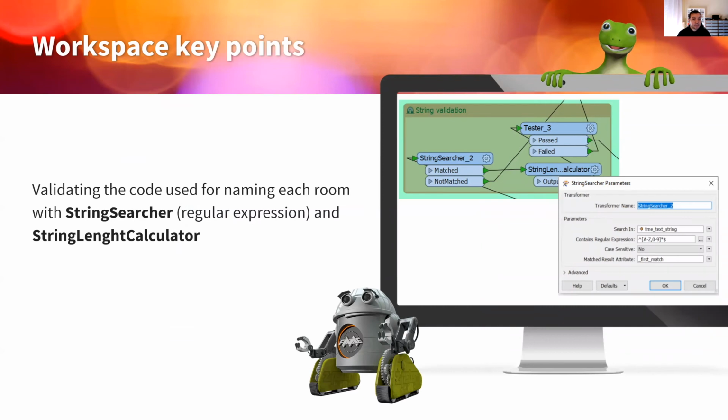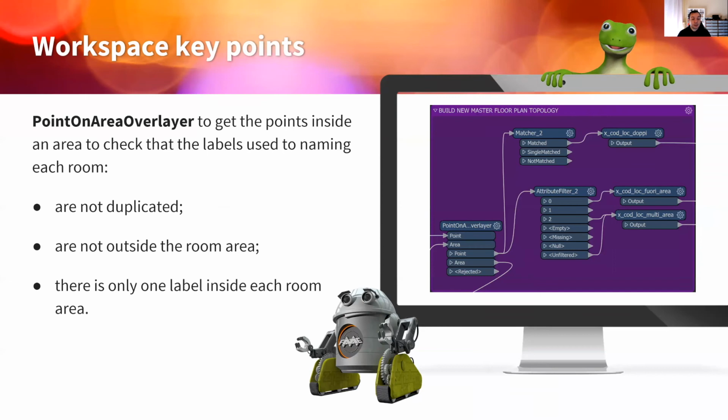I'd like to explain some workspace key points better. Each room is identified by a code, and we check that this code follows the naming rules with string searcher and string length calculator transformers. Then, as we know, these codes are a point geometry type, and with point on area overlayer transformers, we check that these points are not duplicated, are not outside the room area, and there is only one code inside each room.